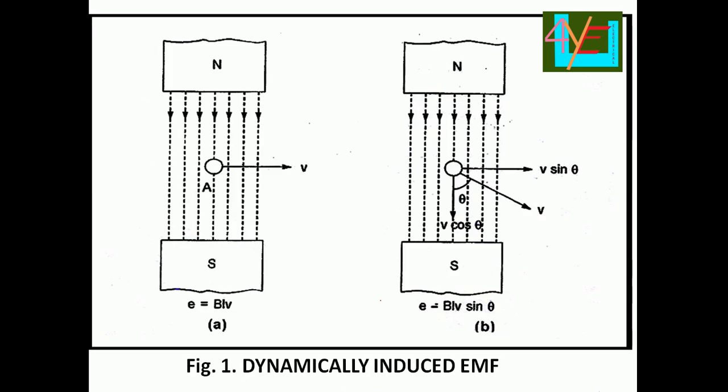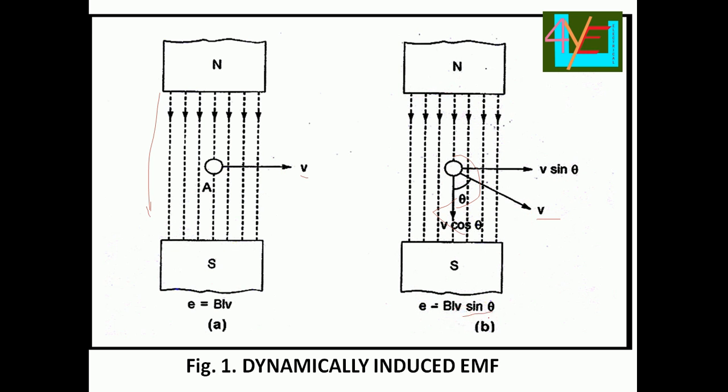Now, how is dynamically induced EMF produced? Here there is a north pole and a south pole. We place one conductor in a stationary position, so there is no EMF production. The flux flows from the north pole to the south pole, and the conductor is placed here. Whenever the conductor is in motion with velocity v, we get BLV sin theta.